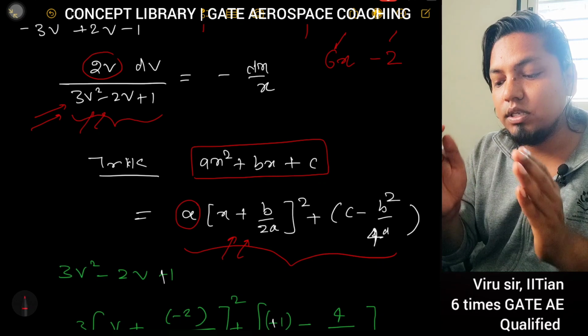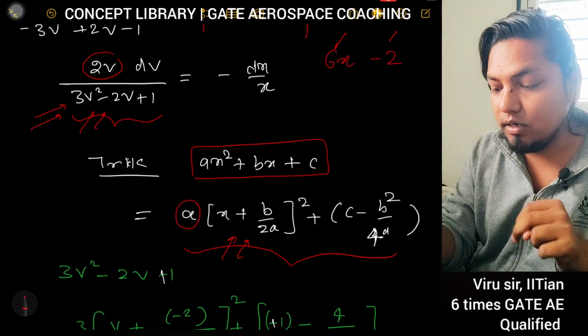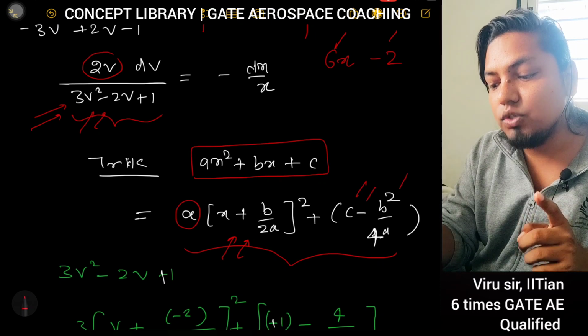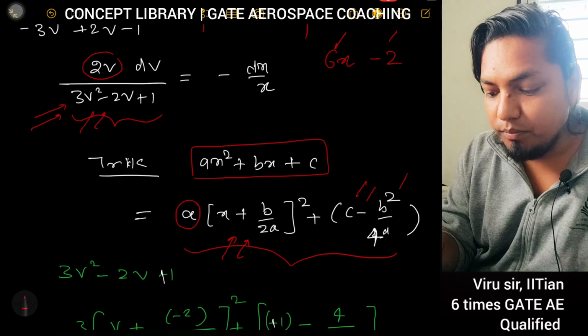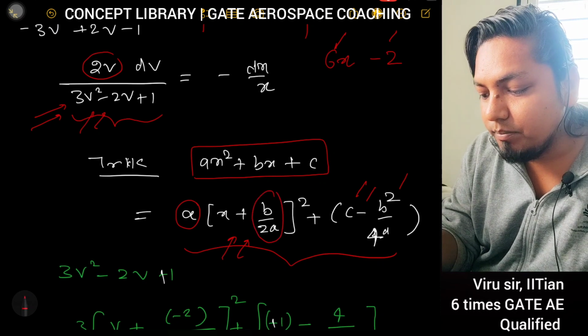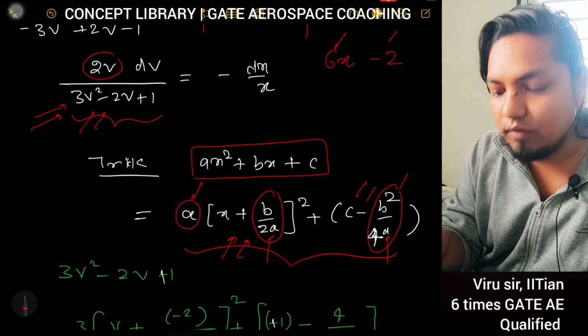Bracket x plus b by 2a whole square. And then second term, c minus b square by 4a, only 4a, not 4a square. So b by 2a is here. B square by 4a is here. Here also you have a.